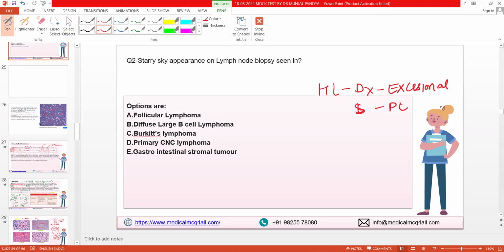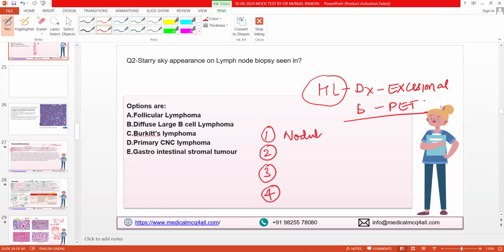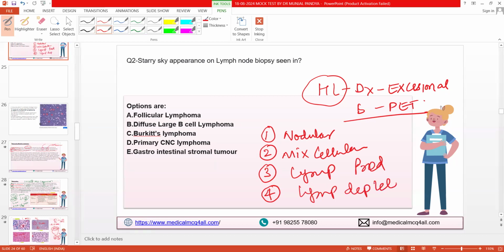Staging is done with the PET CT scan, right? And the various histology. What are the various histologies in Hodgkin's lymphoma? Can anyone tell me four types? If you cut the lymph node, four histologies: nodular sclerosis, mixed cellularity, lymphocyte predominant, and lymphocyte depleted.